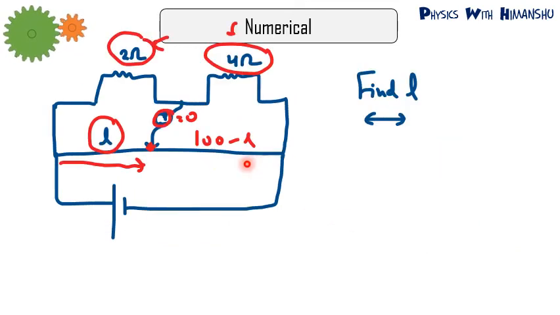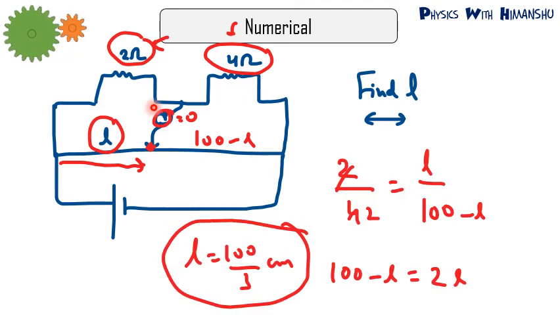Now what we'll do is solve a basic question. Suppose one resistance is 2 ohm, another is 4 ohm. Now you have to find out the null point L. So what we'll do is directly put the formula. So 2 upon 4 equals L upon 100 minus L. In front of 2 we'll put L, in front of 4 we'll put 100 minus L. So by solving this equation, L comes out to be 100 upon 3 centimeter.